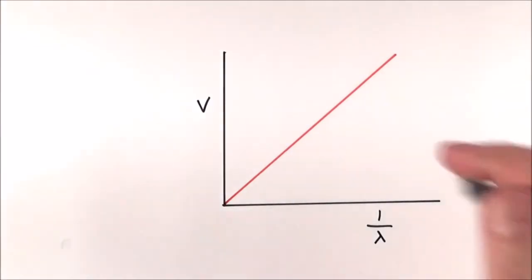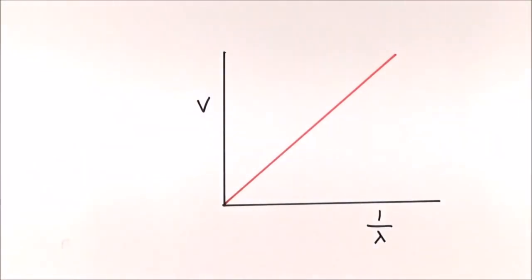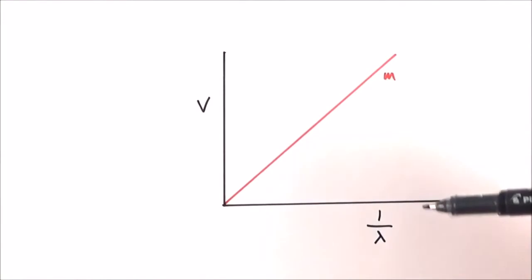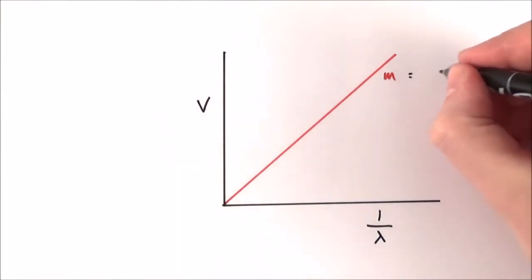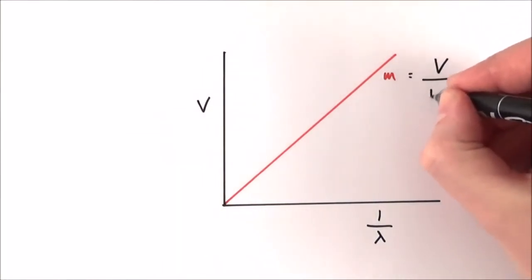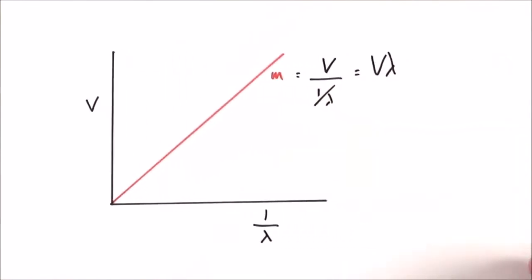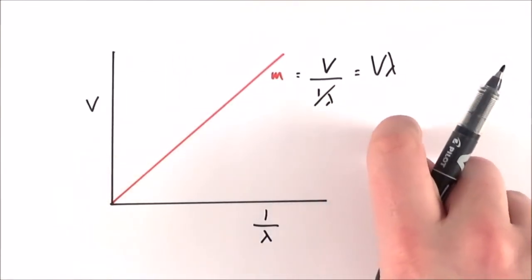Once you've got the data, you can then work out the gradient, and you'll find that the gradient M is equal to the change in Y value, which is your threshold voltage, divided by 1 over the wavelength, which is equal to V divided by 1 over lambda, which is just equal to V lambda. So this is what the gradient actually represents. What's that got to do with anything? How do you use that to find out Planck's constant?